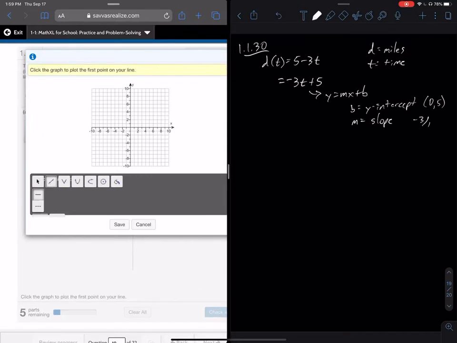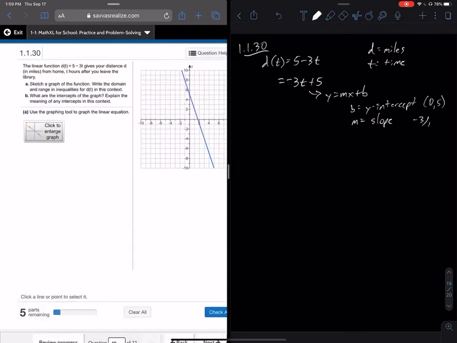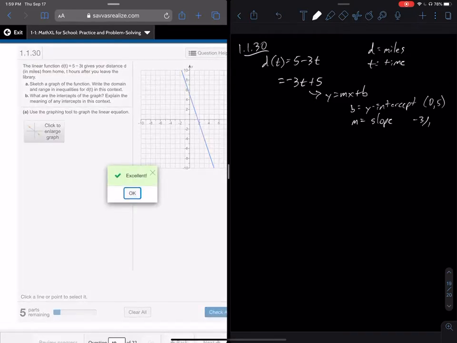So we can graph that. Use a straight line. First, I'm going to mark my y-intercept as 0, 5, and then I'm going to go down 3 and over 1. So down 3 points over 1, and then if I go down another 3 points and over 1, it's going to be the same point. So I can just leave that as it is, and I can save that. So we'll check our answer. Good, we graphed it correctly.